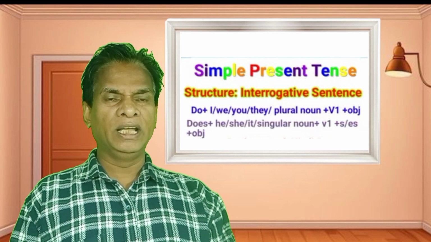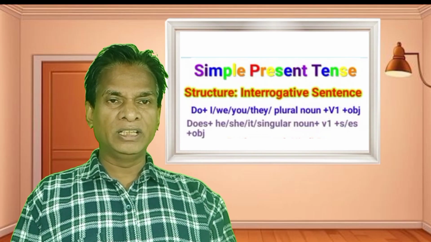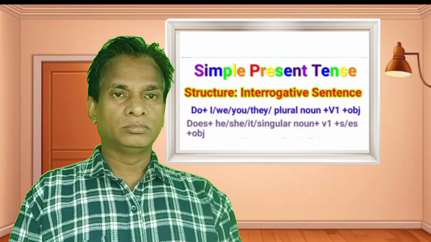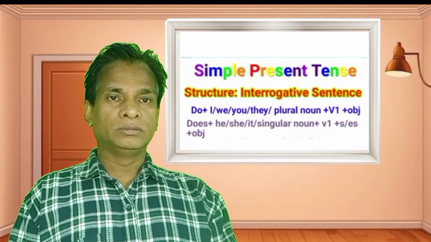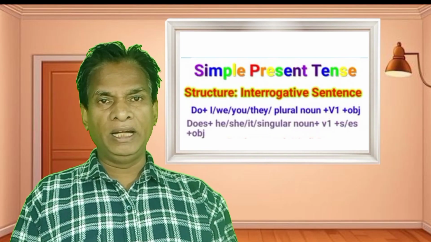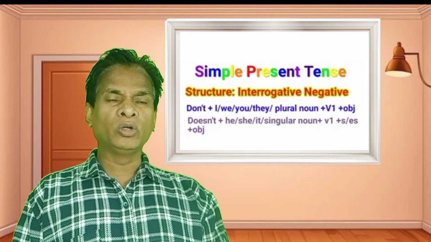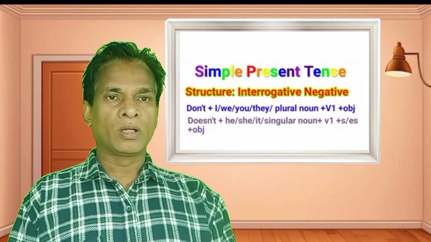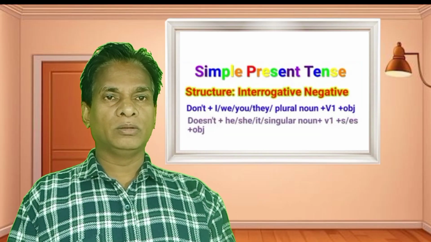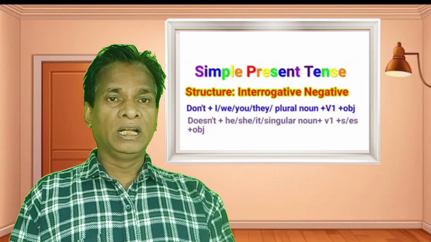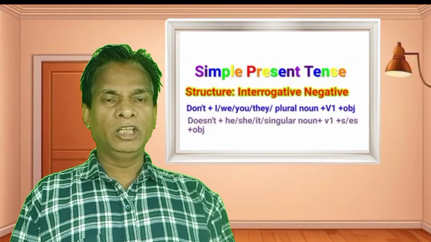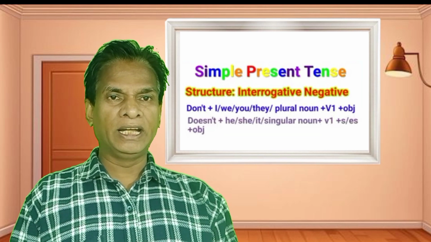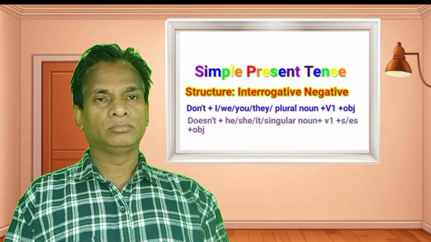Now the structure for interrogative sentence: do or does plus subject plus V1 plus object. Do you live in India? Does she write a letter? Now the next structure is for negative and interrogative sentence: don't or doesn't plus subject plus V1 plus object. Don't you walk in the morning? Doesn't she speak Hindi? These are examples of negative and interrogative sentences.